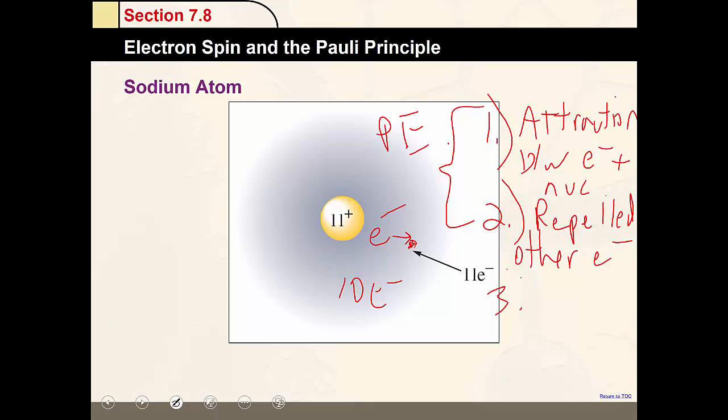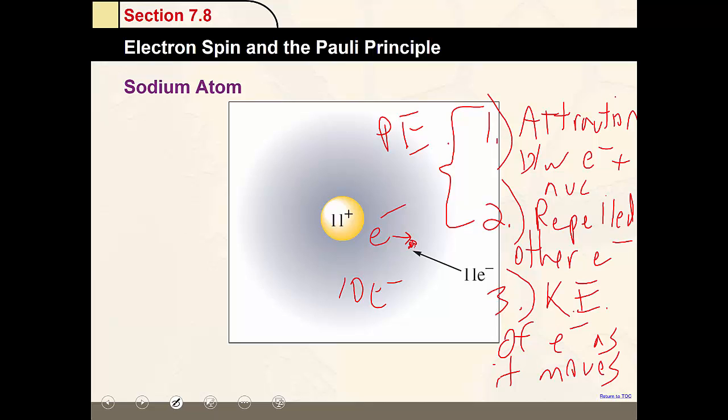The third one: we know these electrons are moving. They might not be moving around in orbits, but they're still moving around the nucleus. So we also have to think about the kinetic energy of the electron as it moves around the nucleus.